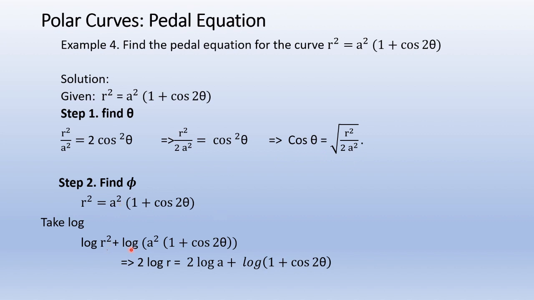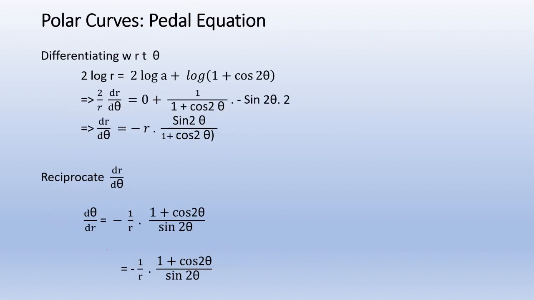Differentiating with respect to theta, 2 log r is 2 by r dr by d theta, log a is 0 as a is constant. Differentiation of log 1 plus cos 2 theta is 1 by 1 plus cos 2 theta. Differentiation of cos 2 theta is minus sin 2 theta times 2. Simplifying and rearranging, dr by d theta is equal to minus 2 sin 2 theta by 1 plus cos 2 theta. Reciprocate: d theta by dr is minus, reciprocate of r is 1 by r, and that of sin 2 theta by 1 plus cos 2 theta is 1 plus cos 2 theta by sin 2 theta.